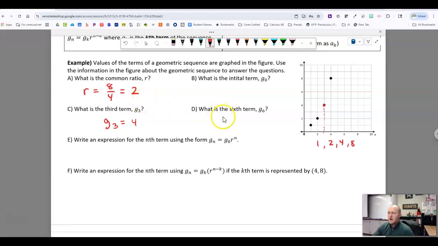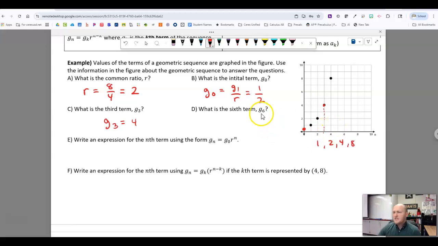Based upon this, what would be my initial term, G sub 0? Well, this is going to be G sub 1 divided by this ratio. So my first term was 1, and we divide by my ratio, which is 2. So I have an initial value of 1/2. There's my initial value.